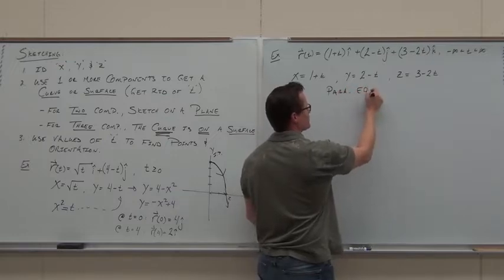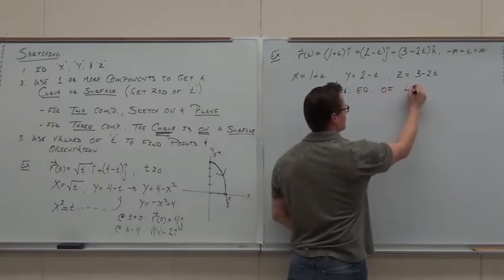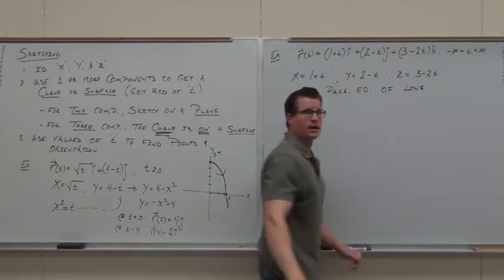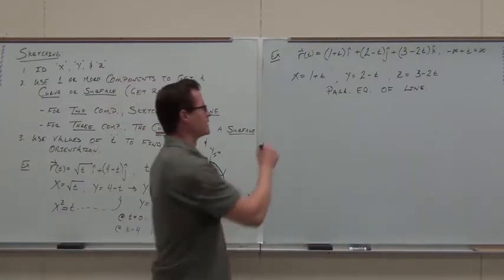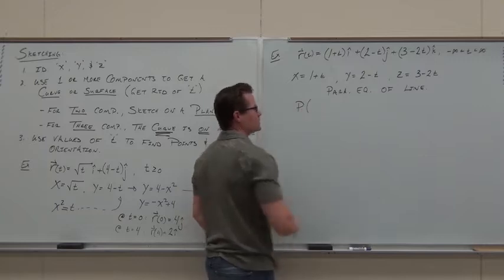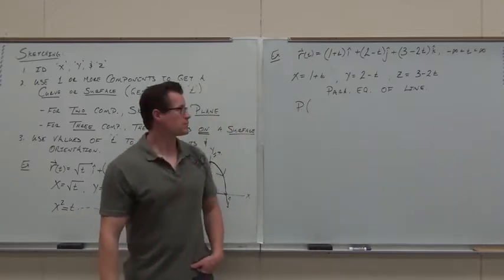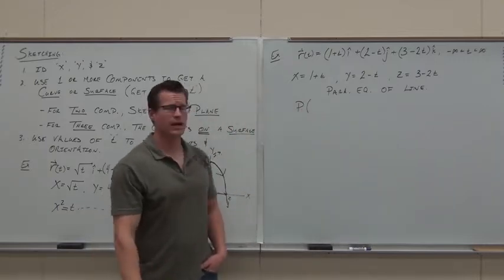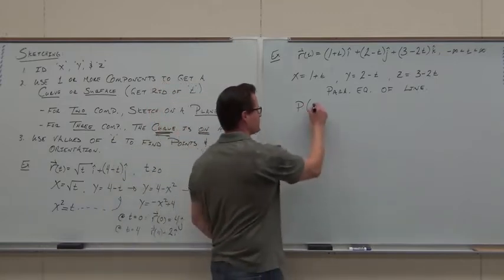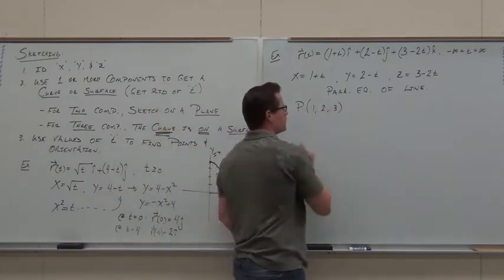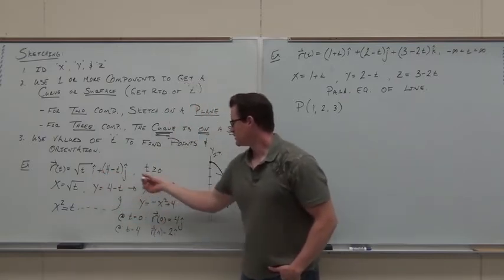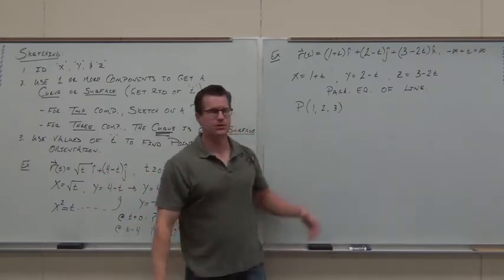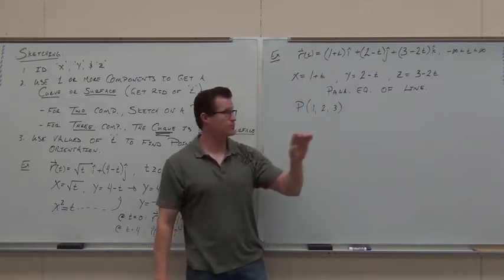Parametric equation of a line. Can you tell me right now one point on this line? Give me a point on this line. 1, 2, negative 1, 2, and that's a point on the line. How could I find it? Plug in t equals 0, and you could find that point.